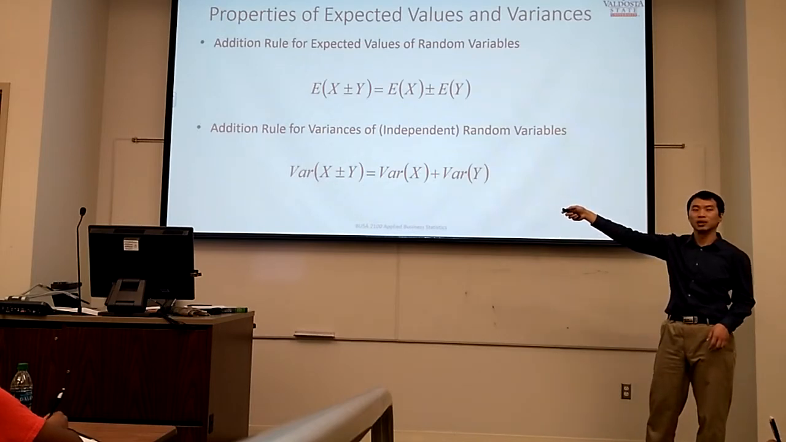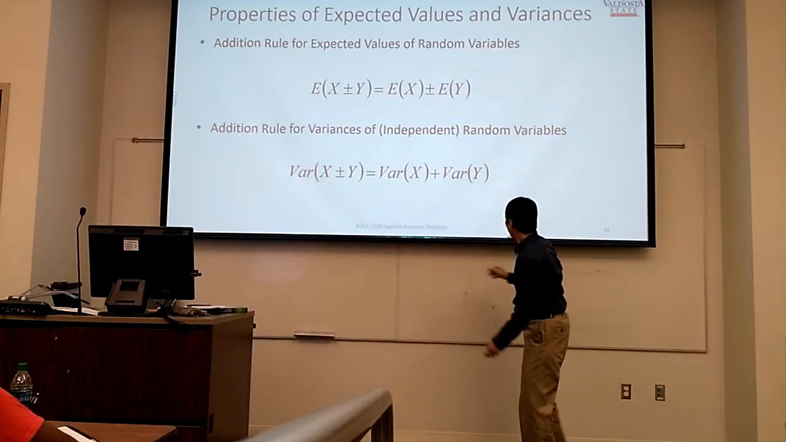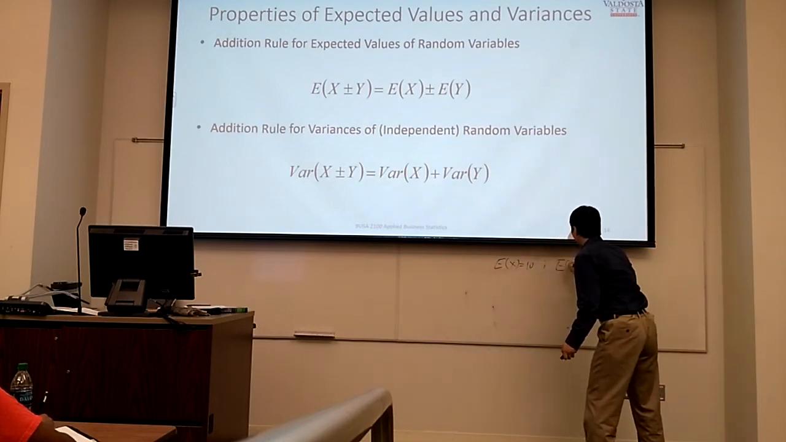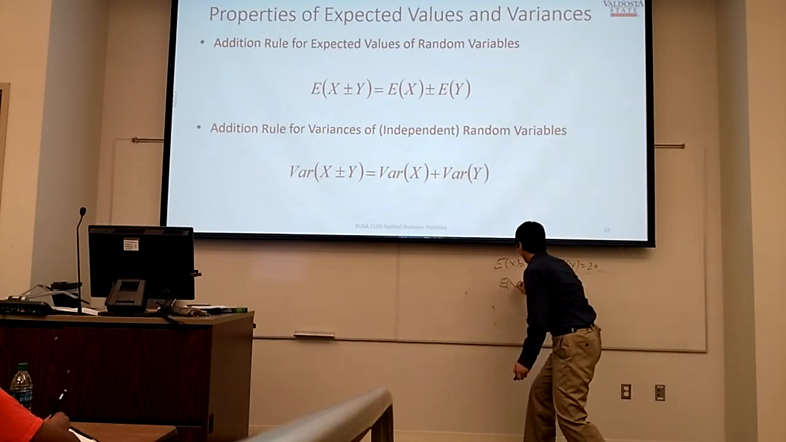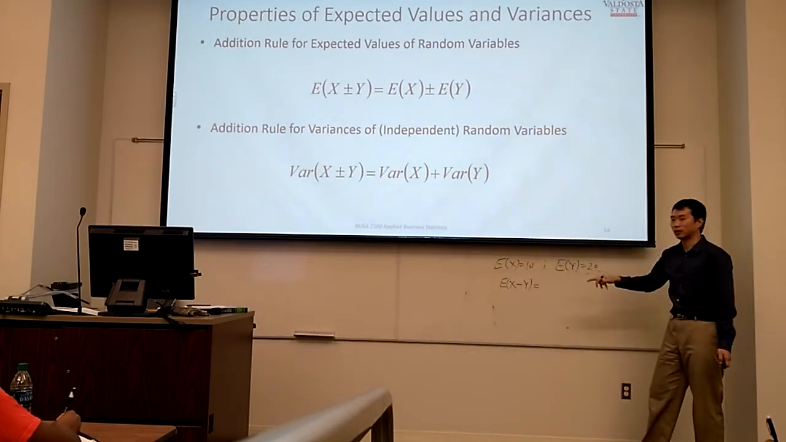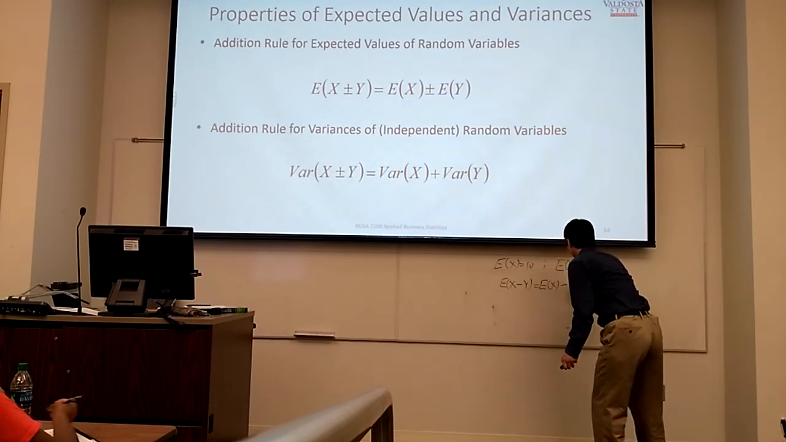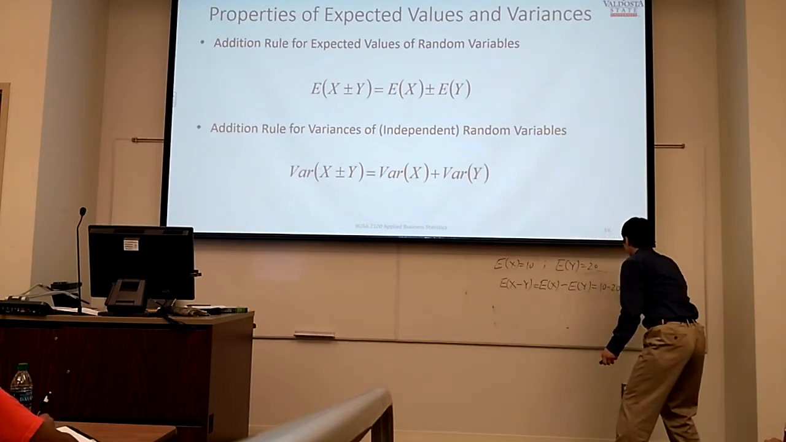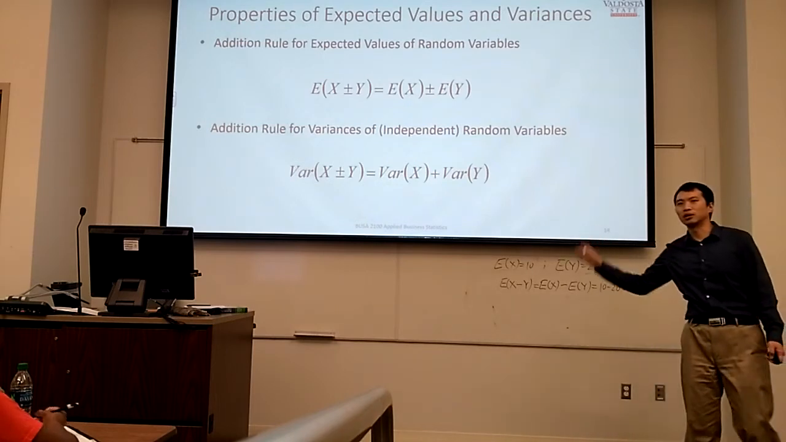So if we know the expected value of x is equal to 10 and the expected value of y is equal to 20, then the expected value of x minus y is equal to this guy minus this guy, right? Which is 10 minus 20, equal to minus 10. So the calculation is not difficult.